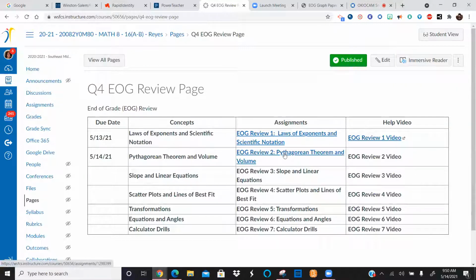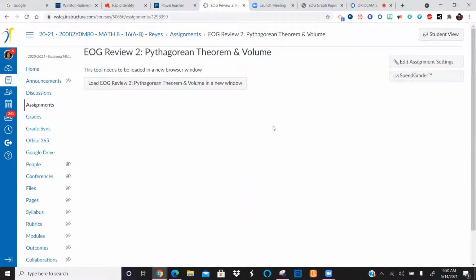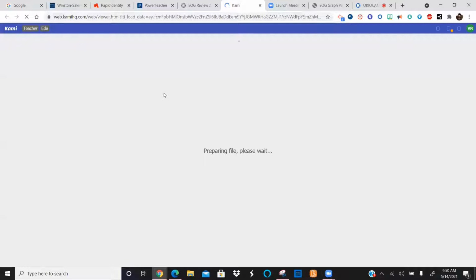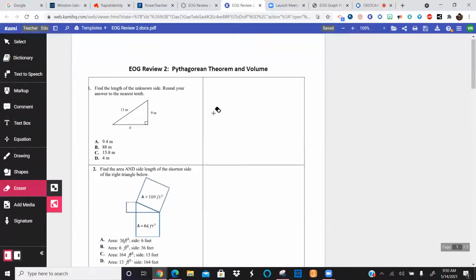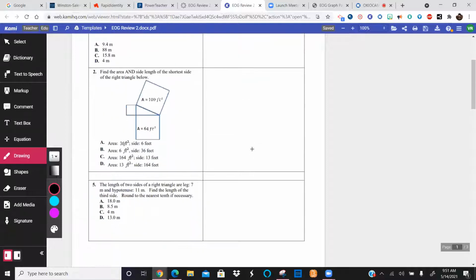We're going to go over Pythagorean Theorem and volume problems. I'm going to go ahead and pull this up. Open up a new window. I just did that to make it bigger so that you can have a larger screen to work with. Again, you can use the drawing tool here. You can use the eraser, the shapes, the text boxes. We're going to show our work in these boxes right here that are along the sides.